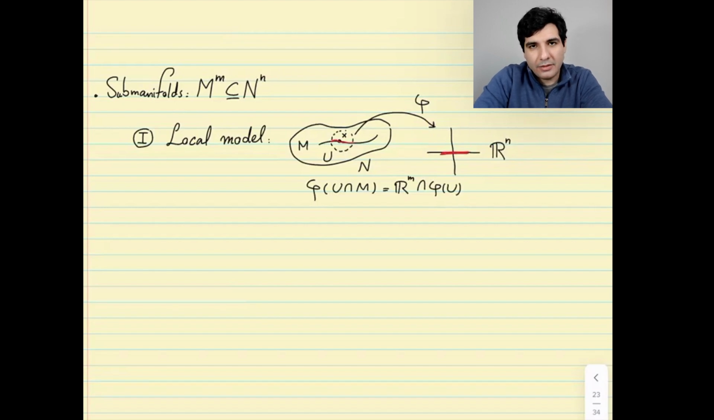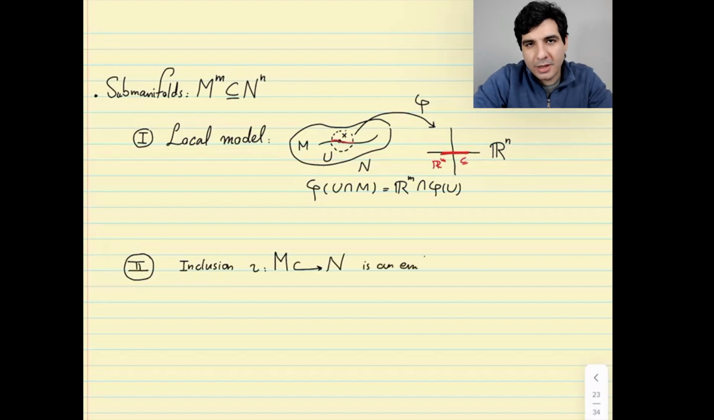We had a second way of defining submanifold. The second definition would be using the inclusion. So we have the natural inclusion, iota, from M to N, because M is a subset of N. When we have an inclusion between these two manifolds, we say M is a submanifold of N if this inclusion is an embedding, right?